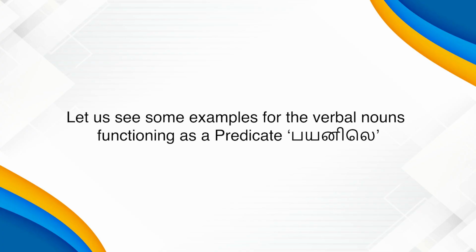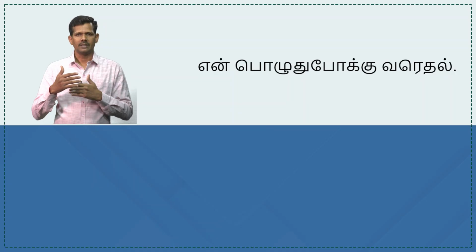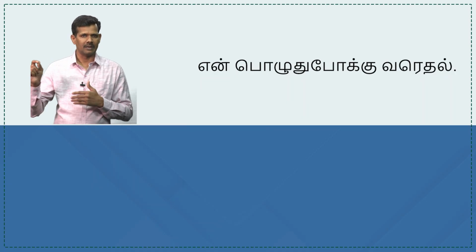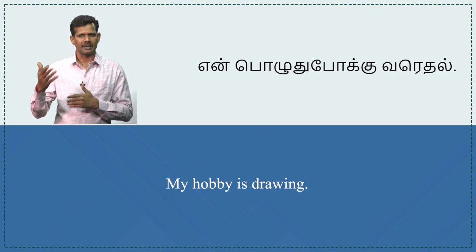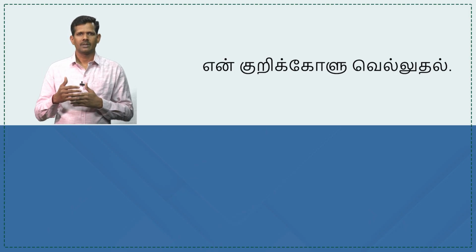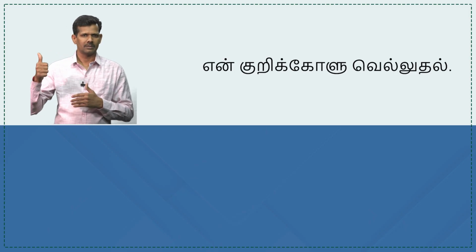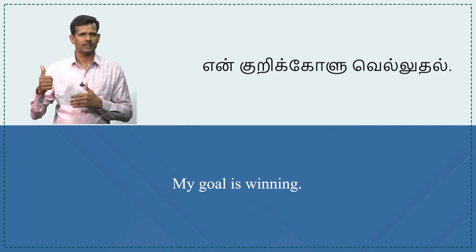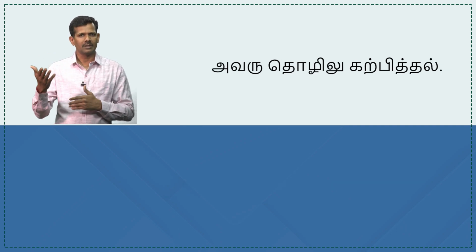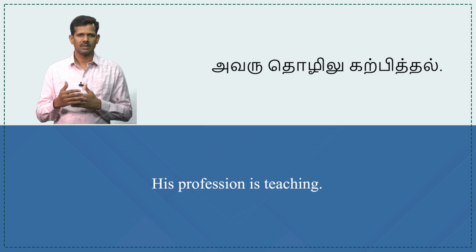Let us see some examples for the verbal noun functioning as a predicate. In equational sentences, the verbal noun can serve as the predicate to define a subject. என் பொழுதுபோக்கு வரைதல், my hobby is drawing. என் குறிக்கோளு வெல்லுதல், my goal is winning. அவரு தொழிலு கற்பித்தல், his profession is teaching.